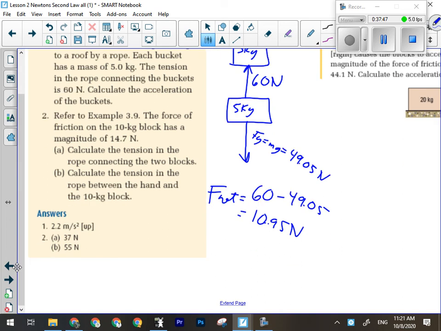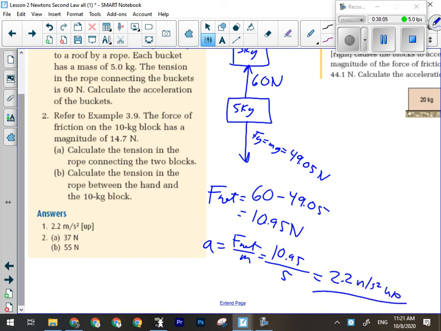Okay, that's the net force on the bottom bucket. Since I know the mass of the bottom bucket, I can calculate its acceleration. So 10.95 over 5 gives me the acceleration of the bottom bucket at 2.2 meters per second squared up. Okay? Everybody all right with that? No? Okay, where'd I lose you?